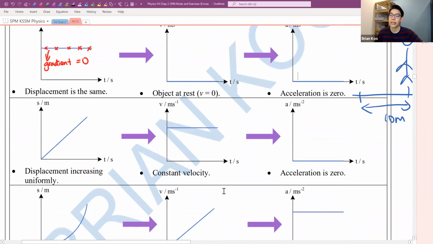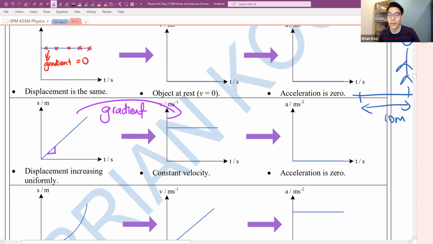Next one. Now this person starts moving from 0 meters and then walks. And then eventually, let's say he reaches 10 meters. So after some time, he reached that, right? So what we can say about this graph is that the displacement is increasing uniformly, or it is a constant velocity. Again, how do I know that it's up here and not down here this time? You must ask yourself this very simple question. From here to here, find the gradient.